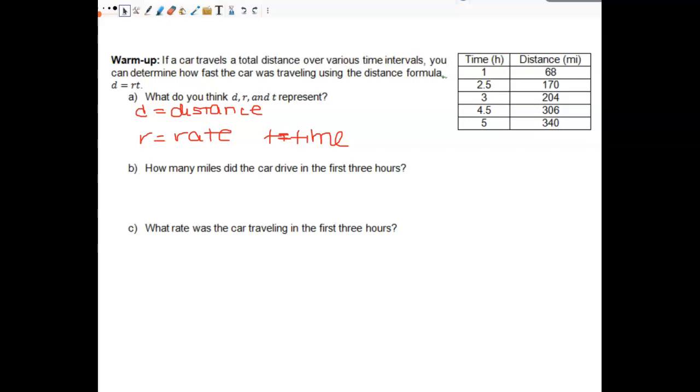How many miles did the car drive in the first 3 hours? To find the total miles in 3 hours, you have to take its time and distance traveled. So it drove 1 hour and was 68 miles. 2.5 hours was 170. At 3 hours, it was 204. So how many miles did the car travel in 3 hours? It traveled 204 miles.